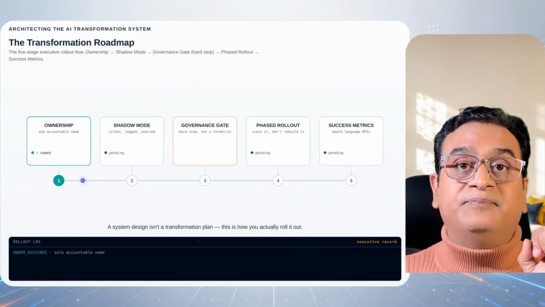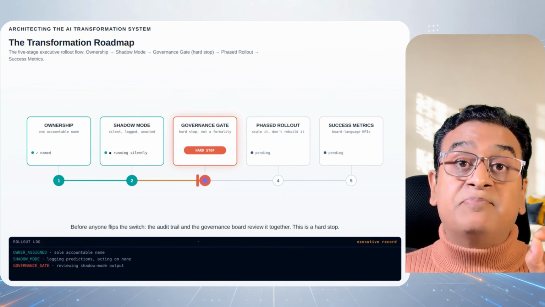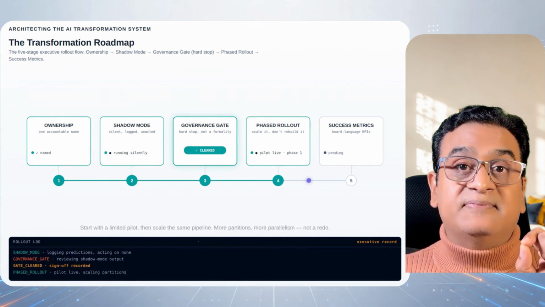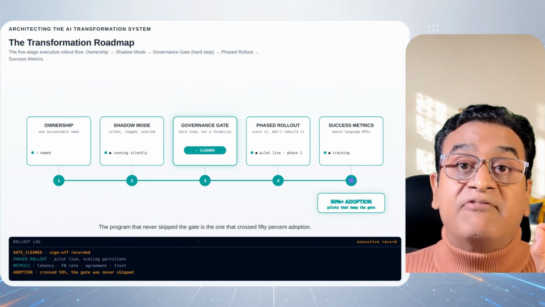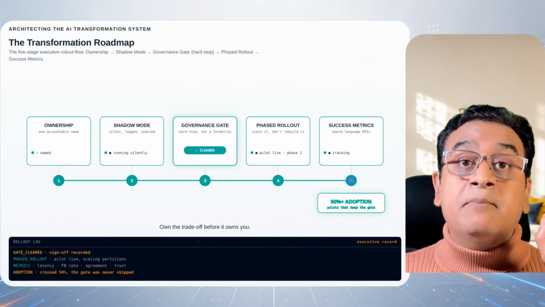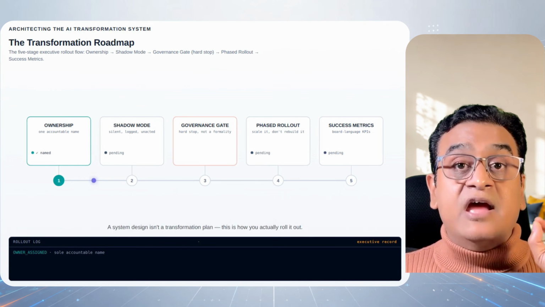Phased rollout. Start with a limited pilot, then expand it in stages. Scale the same pipeline's throughput, more Kafka partitions, more Flink parallelism, instead of redesigning it from scratch every time.